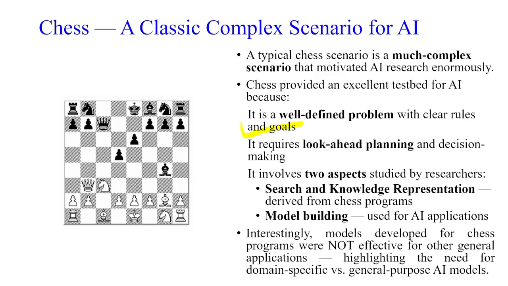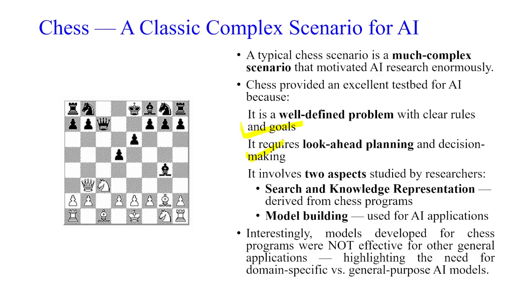Second, it requires look ahead planning and decision making. A good chess player doesn't just think about the next move. They think about several moves ahead. This is a kind of strategic thinking that AI researchers wanted to replicate in machines.